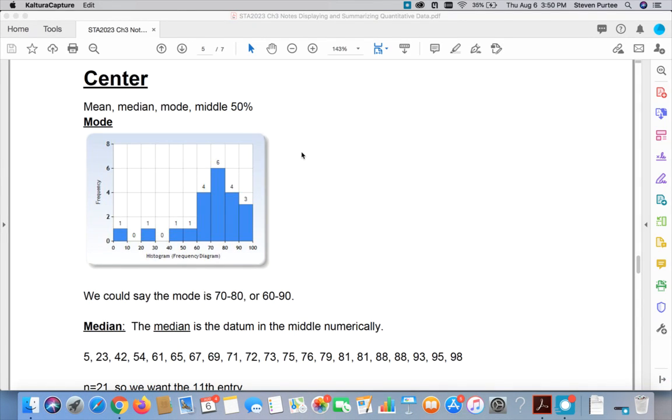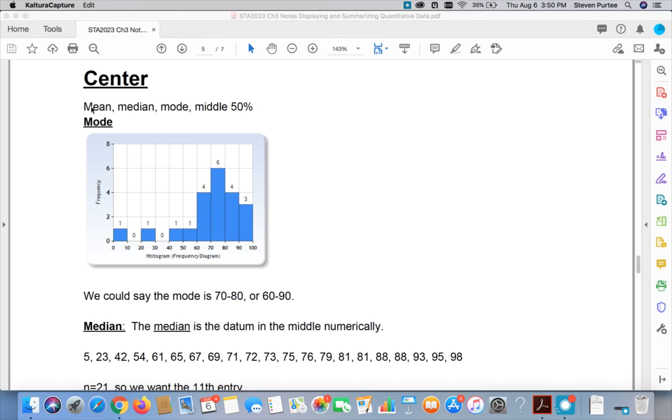Okay, we have talked about the shape of a distribution, the shape of a histogram. Now we're going to talk about the center. And we have several different measures of center. The ones you know from 8th grade: mean, median, and mode. These are all measures of typical, average, different versions of averages. And you probably know what most of these are.